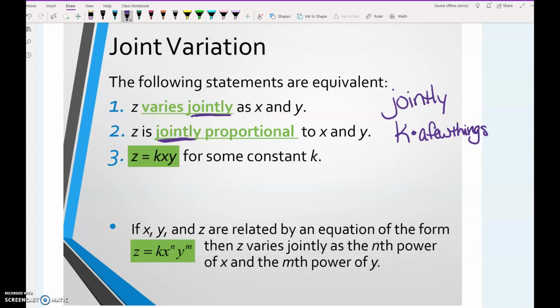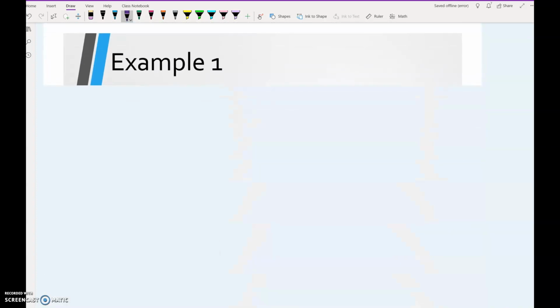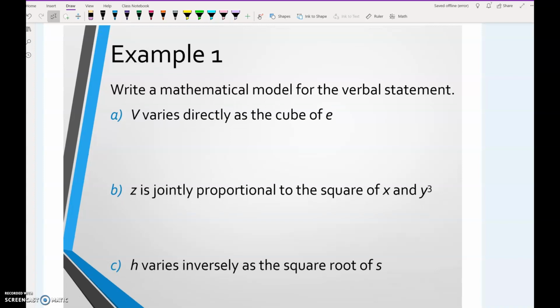Okay, so far we haven't written a whole lot. These slides have really been just informational. Let's go to the next slide. In example 1, we are going to try to translate these verbal phrases into mathematical statements with symbols and letters.